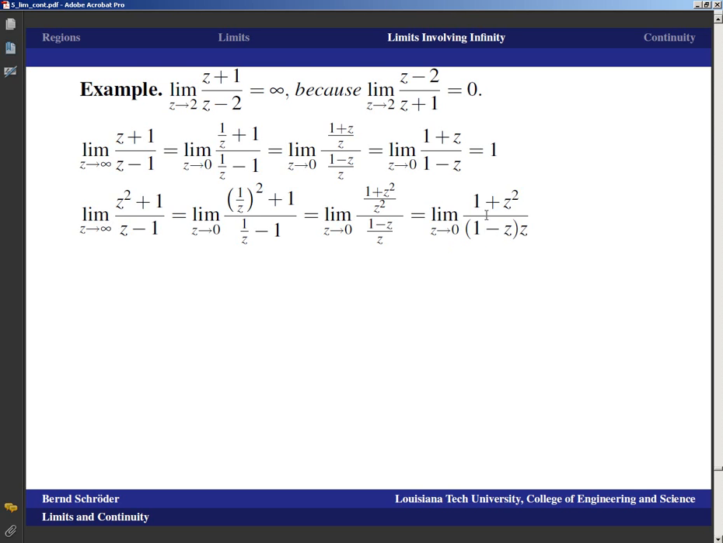But now as z goes to 0, this one goes to 1, this one goes to 1, but the z at the end goes to 0. So that limit is infinity. The limit is infinity because the limit of the reciprocal as z goes to 0, 1 minus z squared times z over 1 plus z squared, is 0, because this guy goes to 1, this guy goes to 0, and this guy goes to 1. So we get 1 times 0 over 1, which is 0.